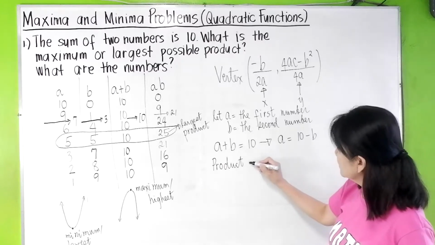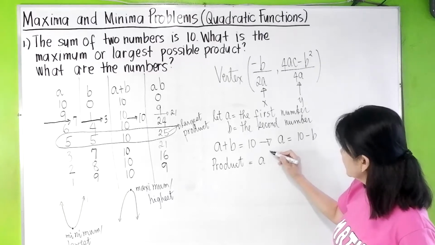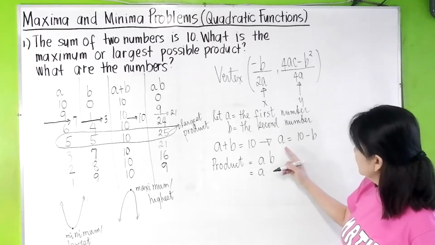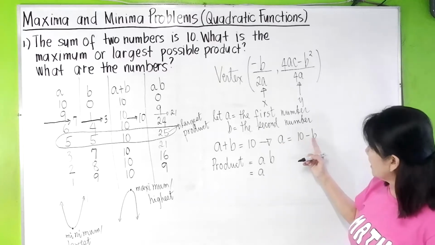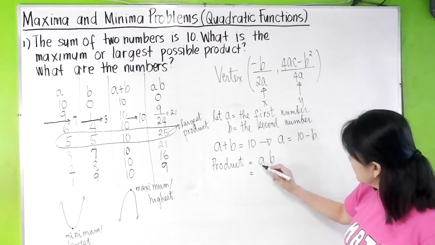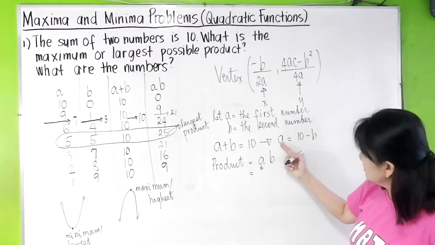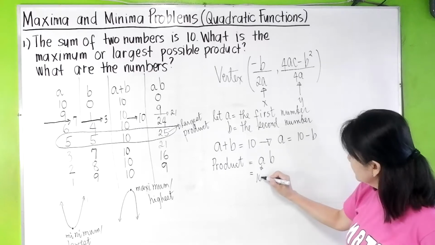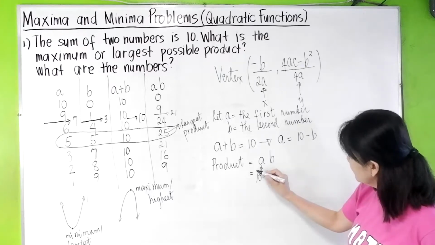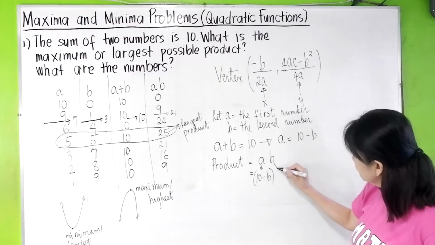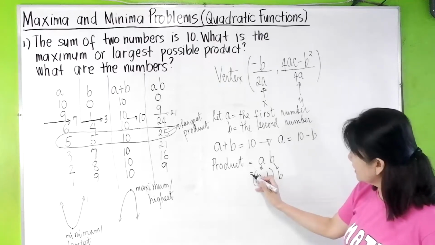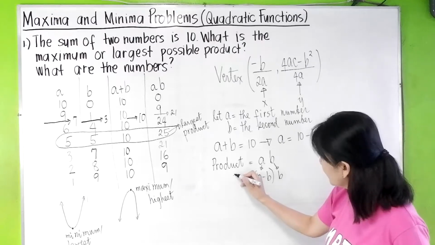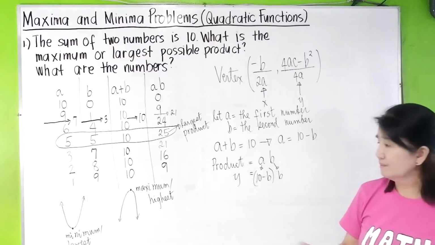Our product is a times b, but we learned that a is equal to 10 minus b. I have to erase this. a is 10 minus b, so we substitute the value here: 10 minus b for a, times b. That is your product, or you can let this be your y or your f of x.